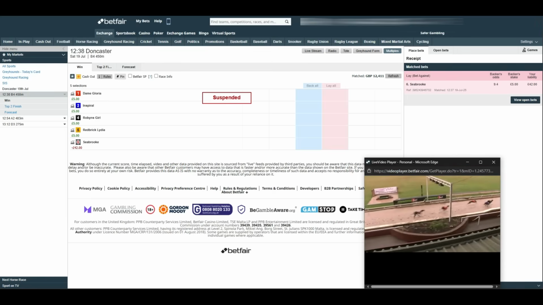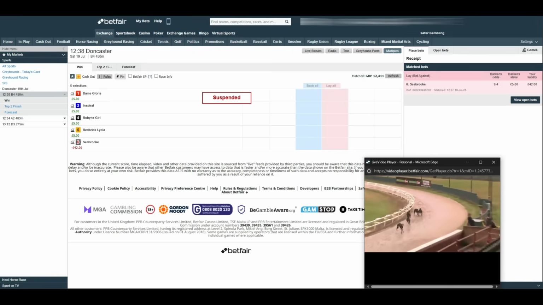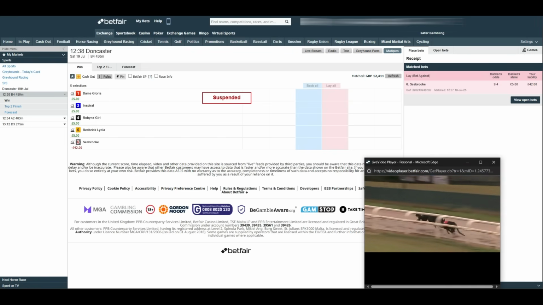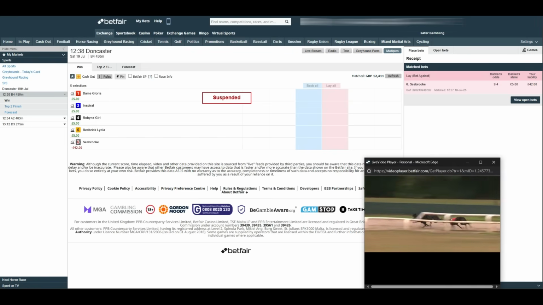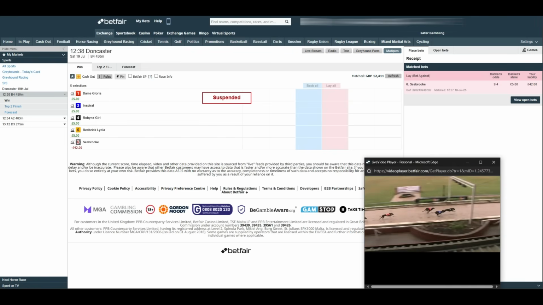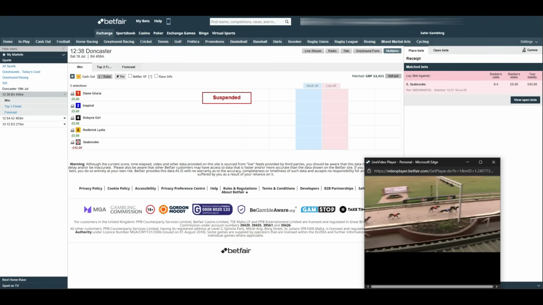And there it is, exactly as the data suggested. Trap 4 Robin's Girl delivers with a strong run and takes the win. Trap 6 Seabrook, our late selection, runs to profile, finishing stone cold last.